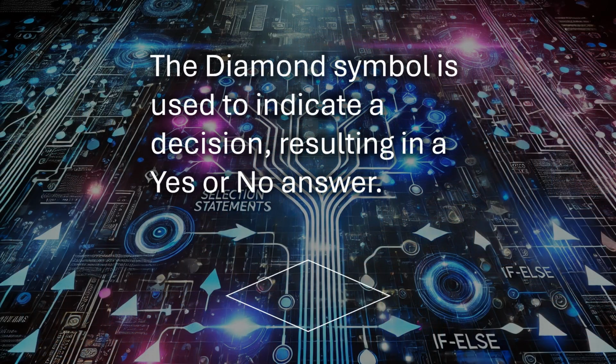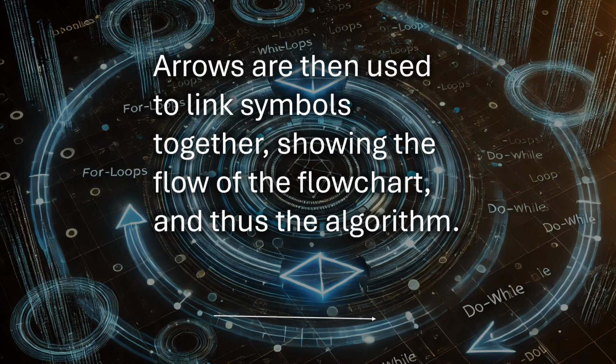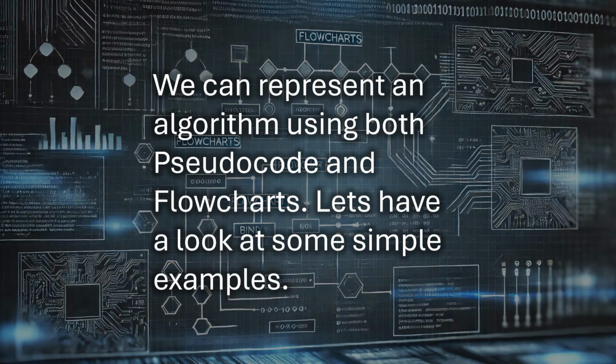The diamond symbol is used to indicate a decision, resulting in a yes or no answer. Arrows are then used to link symbols together, showing the flow of the flowchart, and thus the algorithm. We can represent an algorithm using both pseudocode and flowcharts. Let's have a look at some simple examples.